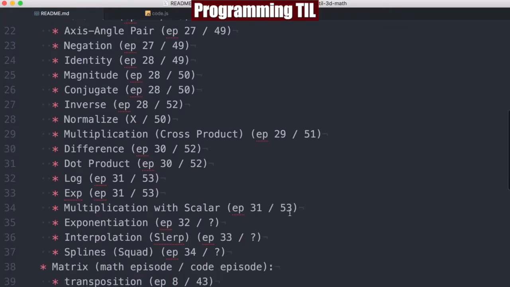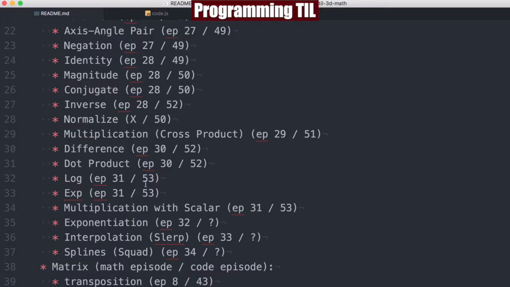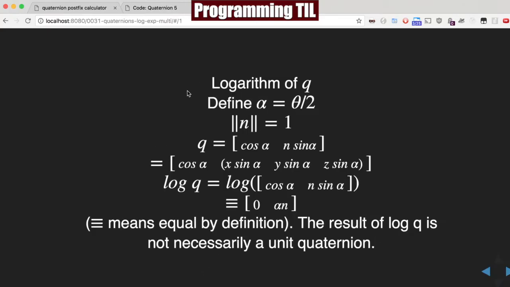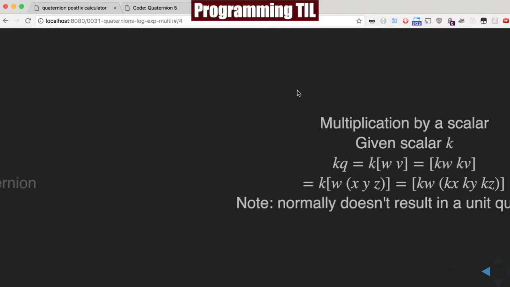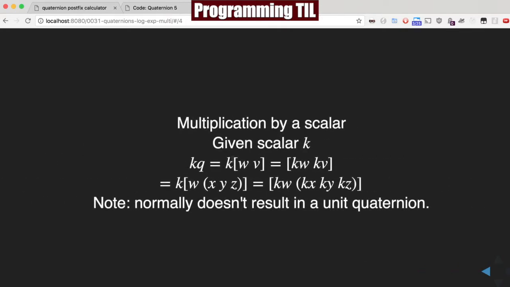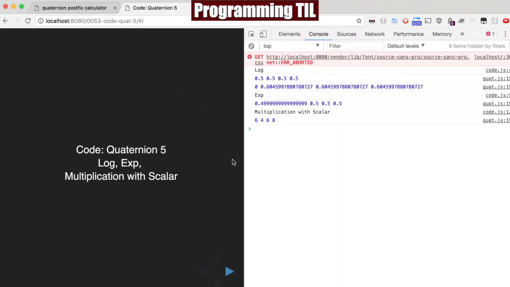And today we're going to be looking at the log, the exponent, and the scaling with the scalar multiplication for quaternions. So as you recall, this is from episode 31. If you look back here, you can see the definitions for the logarithm, exponential, as well as multiplication by a scalar, which we'll be covering today very briefly because it'll be very nice and short.